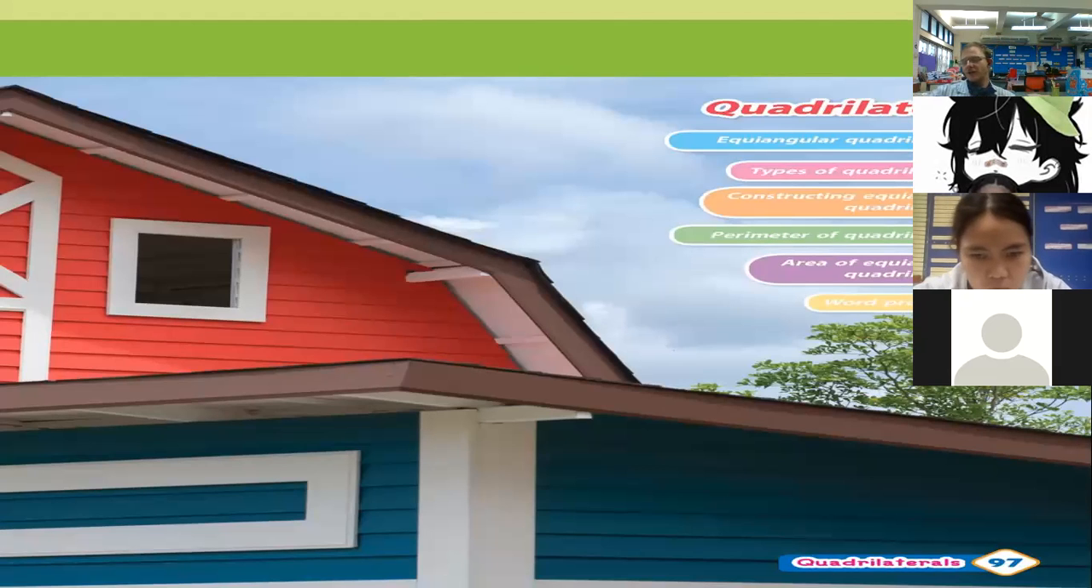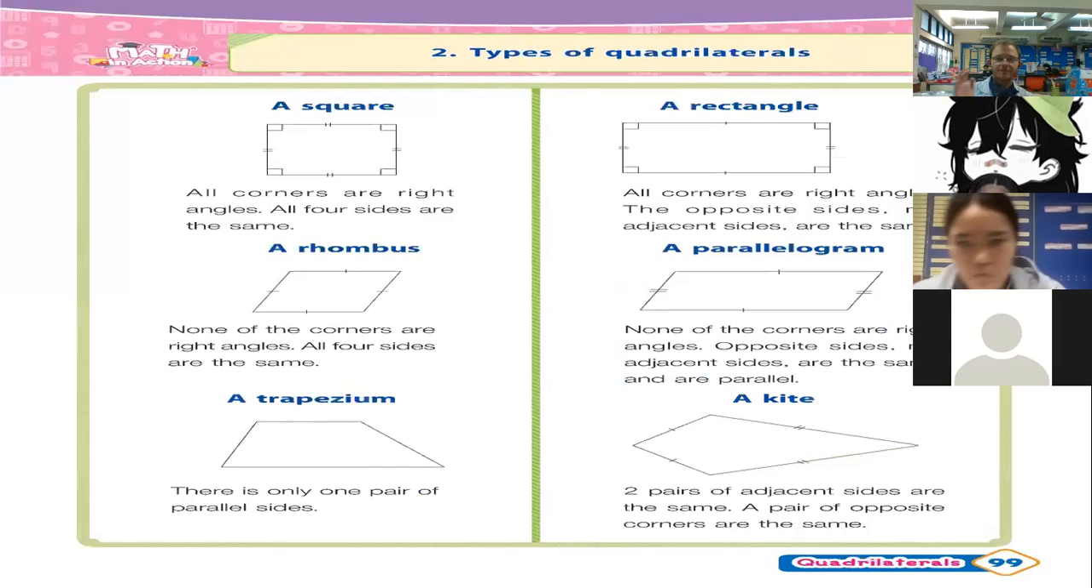The next thing we're going to start today with is types of quadrilaterals. I want to do the perimeter of quadrilaterals today, but let's just make sure we understand what the different quadrilaterals are. So we have the square, the rhombus, the trapezium, then the rectangle, the parallelogram, and the kite. Those are our 6 quadrilaterals we're going to look at, and we're also going to find out how to calculate the perimeter of these quadrilaterals.